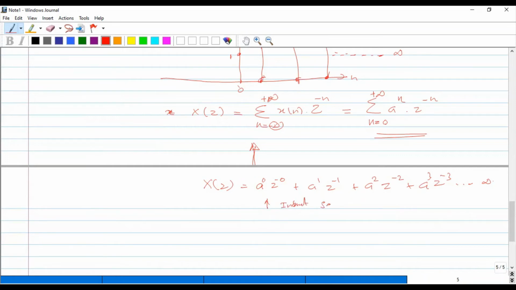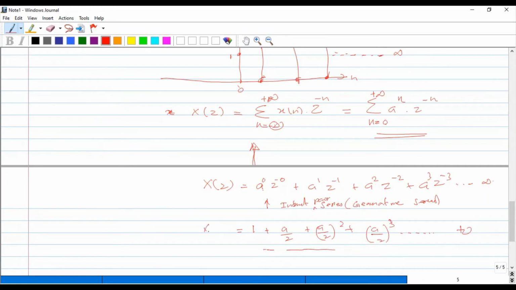It is an infinite power series, or maybe it's a geometric series. If I write this further, a0 is 1, plus a by z, plus (a by z) squared, plus (a by z) to the power 3, up to plus infinity. So I will get this kind of power series.